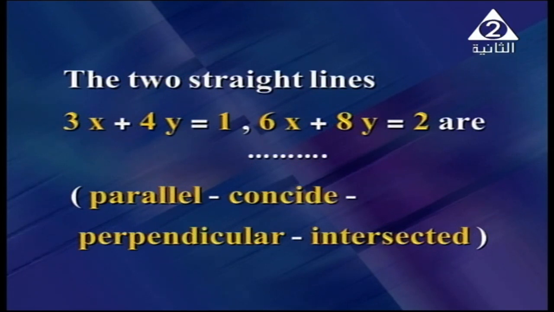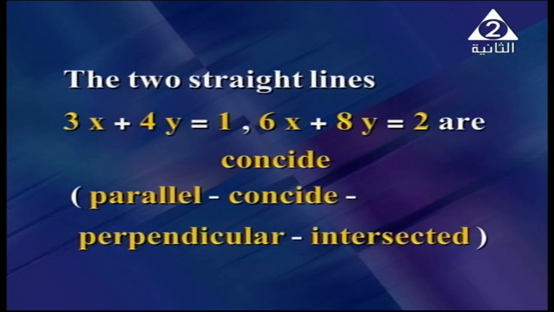Yes, you are going to notice that the coefficient of x, 3, becomes 6, so it is multiplied by 2. And the coefficient of y, which is 4, becomes 8. It is also multiplied by 2. And the constant 1 becomes 2, so it is also multiplied by 2. This means that the two straight lines are coinciding.